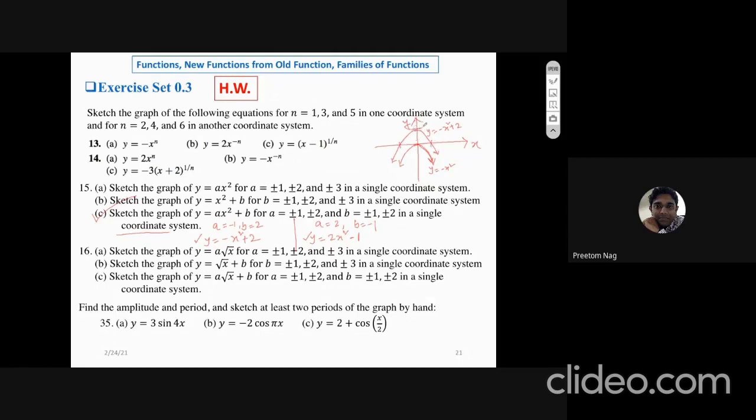What is the y intercept here? That is 2, right? So (0, 2). Yes. And what about the x intercept?